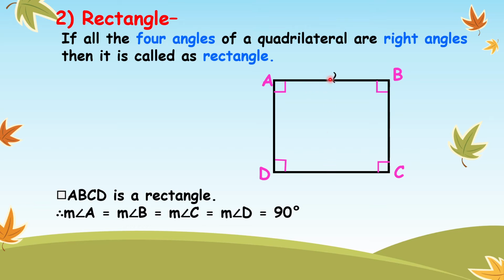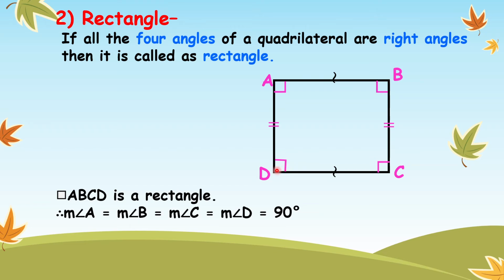So opposite sides of a rectangle are also congruent to each other. AB and CD are a pair of opposite sides. Therefore, side AB is congruent to side CD. Also, side BC is congruent to side AD. The diagonals of a parallelogram bisect each other. So, diagonals of a rectangle also bisect each other.